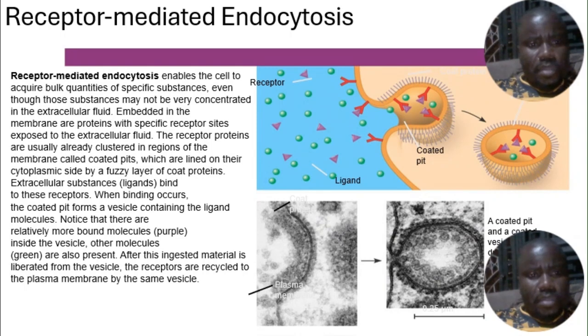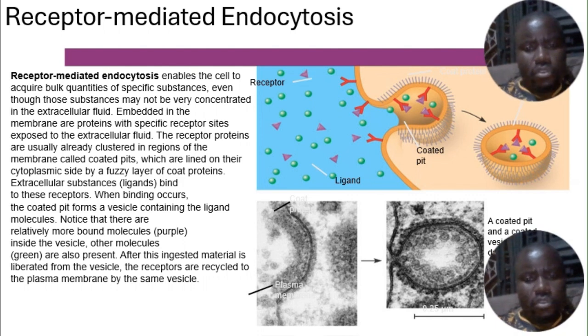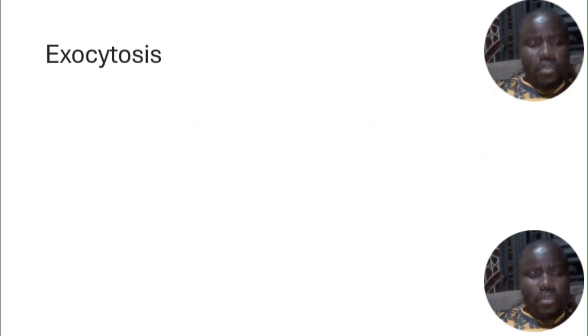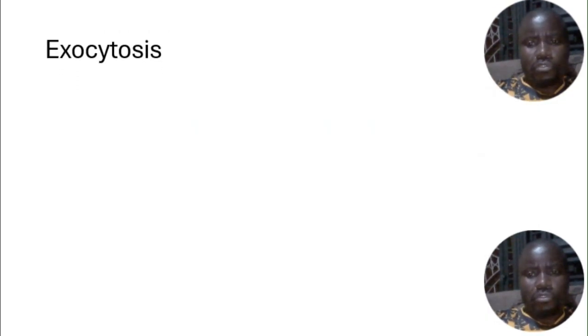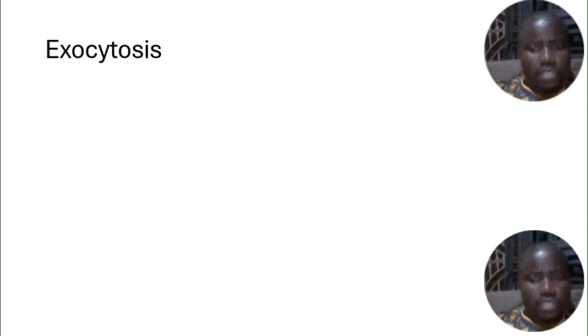Then we have receptor-mediated endocytosis, which is very important also for special substances like vitamins, which are recognized by particular cell membranes, and these are taken into the cell by endocytosis. The process of exocytosis is useful for particular cells like glands that produce hormones, glands that produce exocrine secretions, and also neurons that produce neurotransmitters.